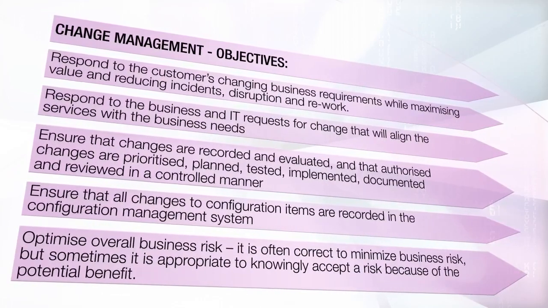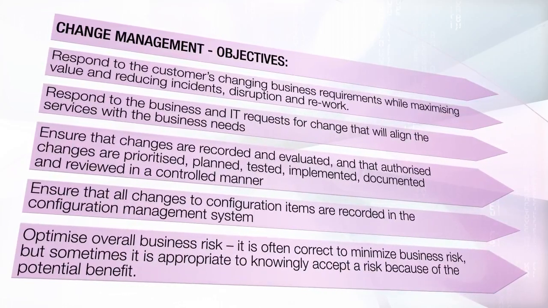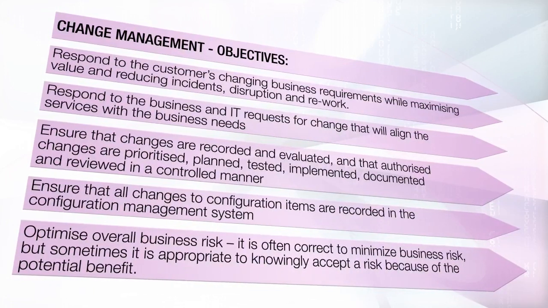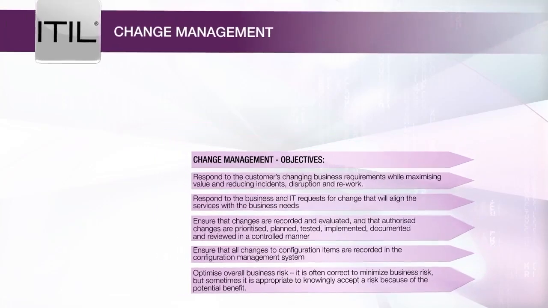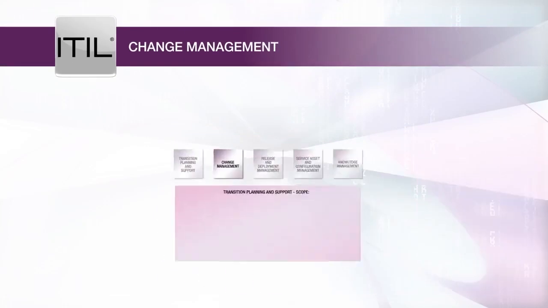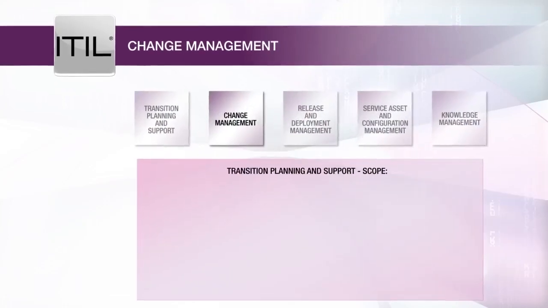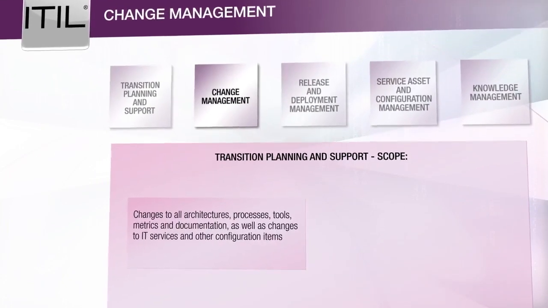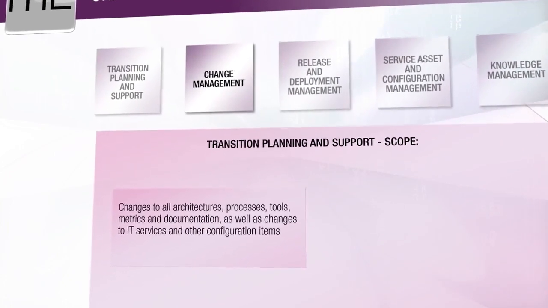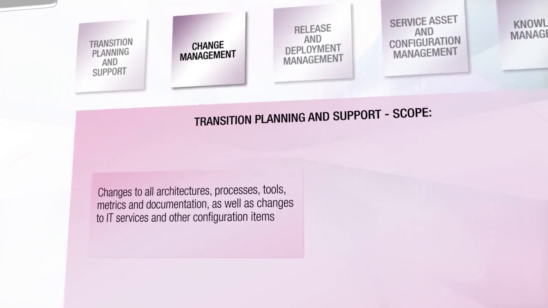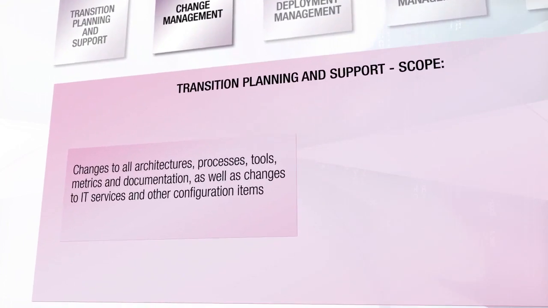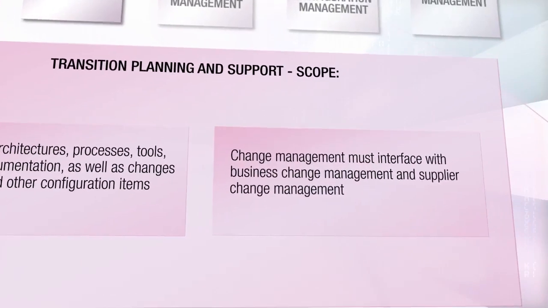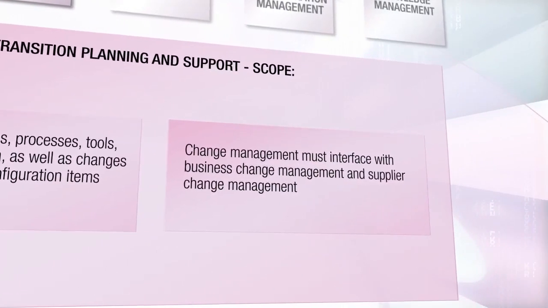Optimizing overall business risk. It is often correct to minimize business risk, but sometimes it is appropriate to knowingly accept a risk because of the potential benefit. The scope of the change management process should include changes to all architectures, processes, tools, metrics, and documentation, as well as changes to IT services and other configuration items. All changes being recorded and managed in a controlled way.